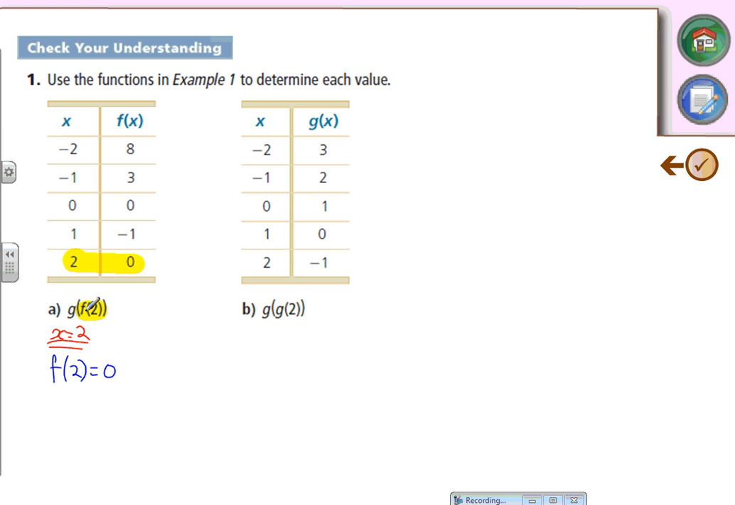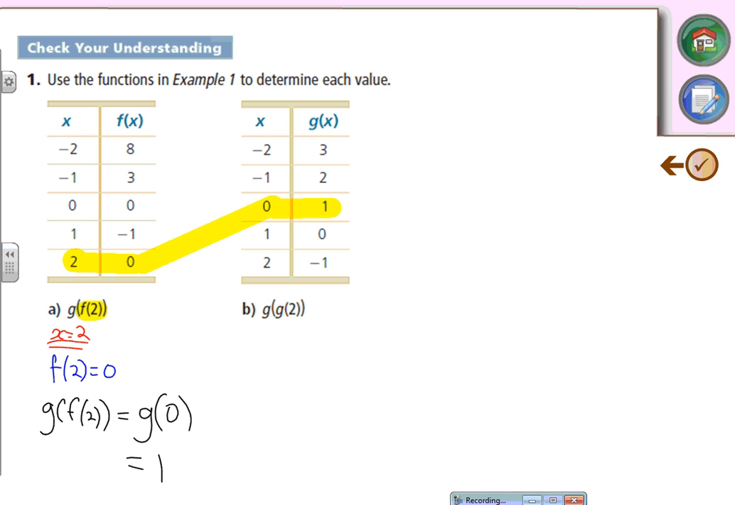And we continue along with that, and that becomes the new input, the 0. And go across to 1. So now we're saying g at f at 2 is equal to g of f at 2 was 0, so g of 0, which is equal to 1.